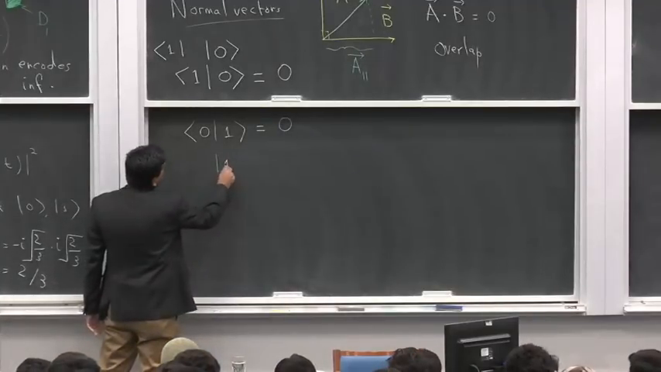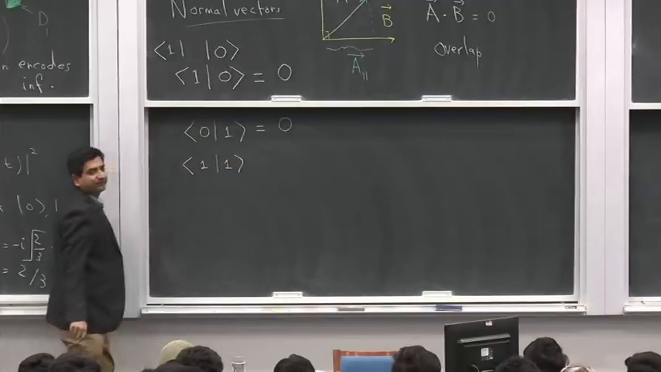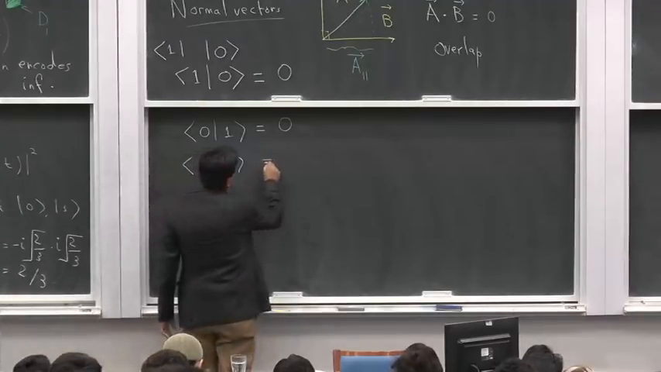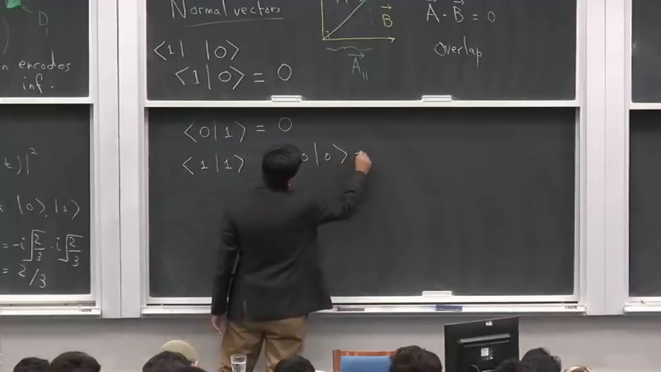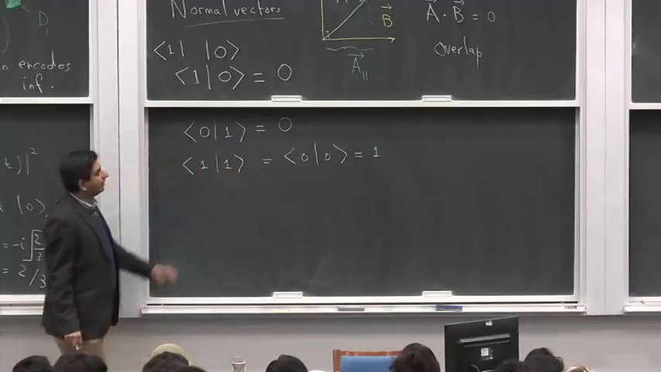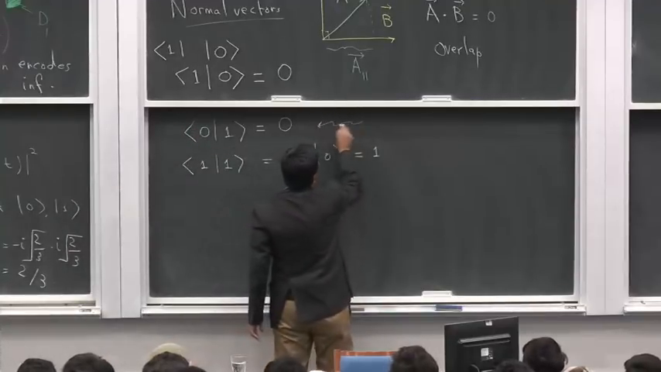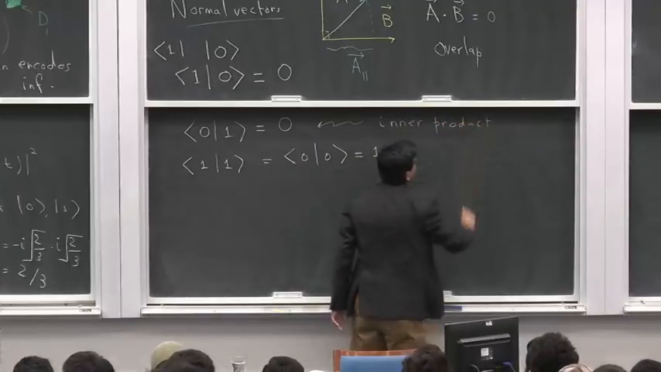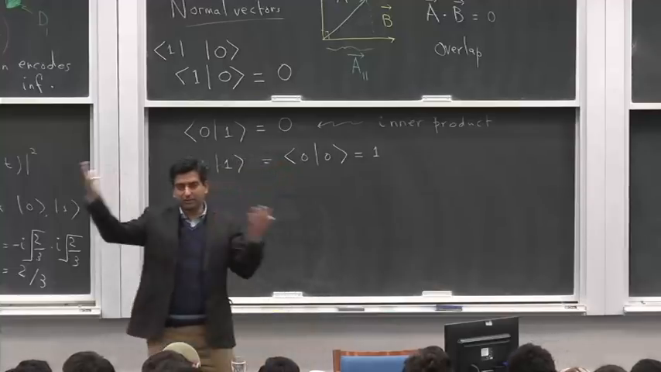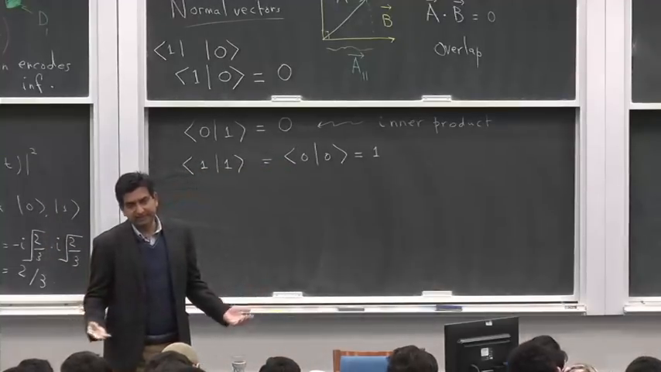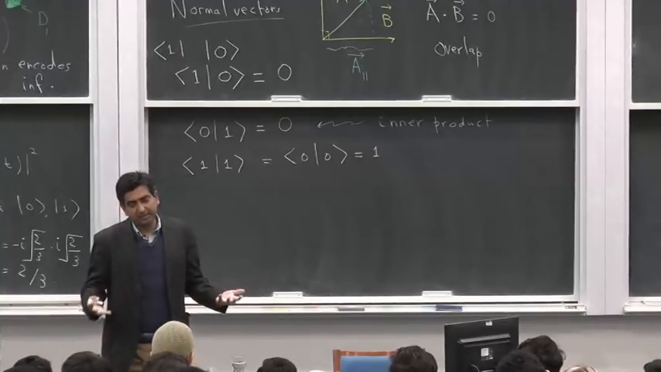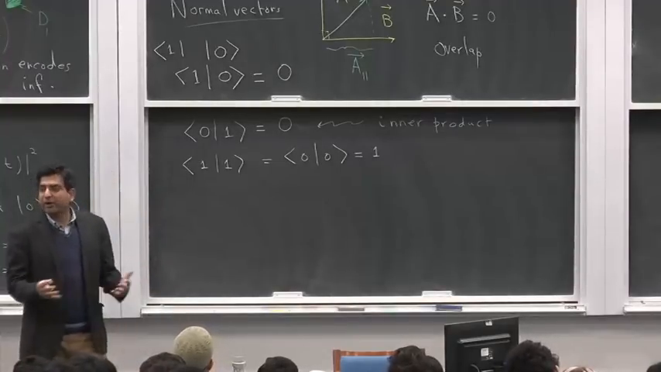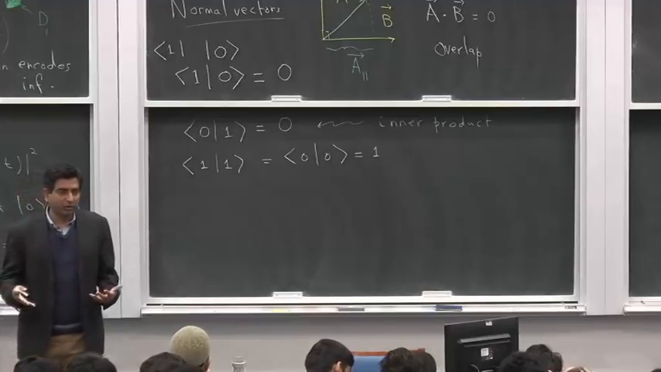Now, if I find out the overlap of ket 1 with itself, this should be 1. 1 completely overlaps with itself. Likewise, this is 1. Alright? So this notation in quantum language is called the inner product of two quantum states. So when you promote vectors to the quantum realm, they are called quantum states, and they live in a state space which is called a Hilbert space, and the dot product becomes an inner product. The inner product just tells you the degree of overlap between quantum states.